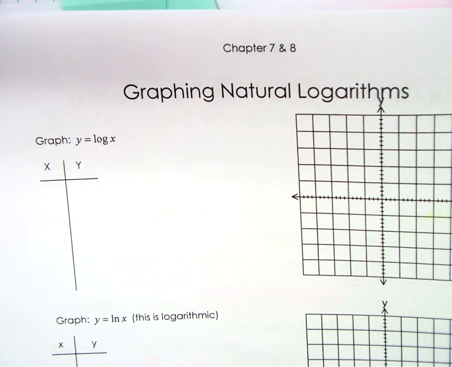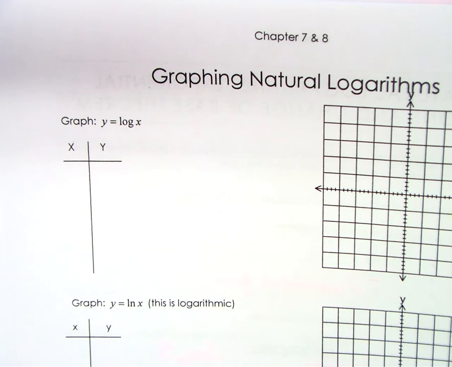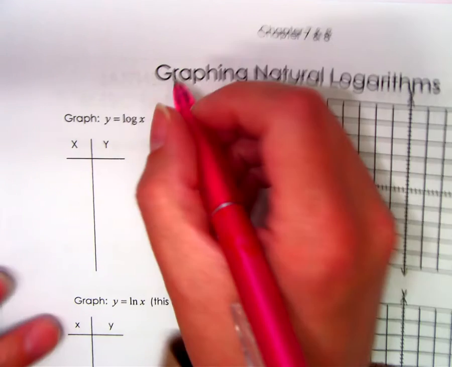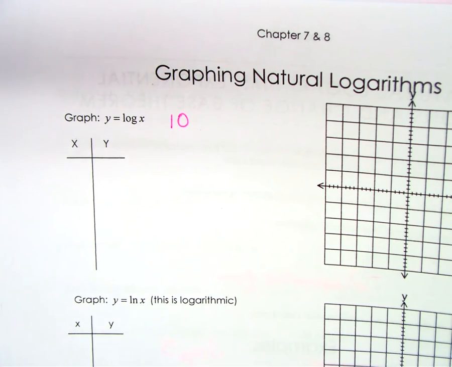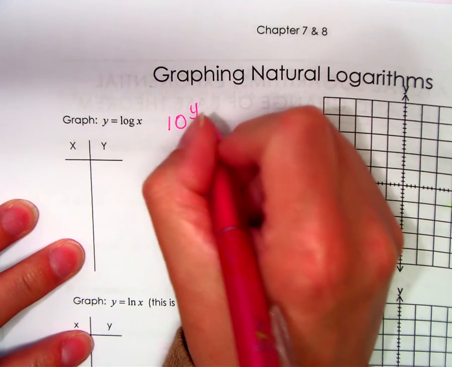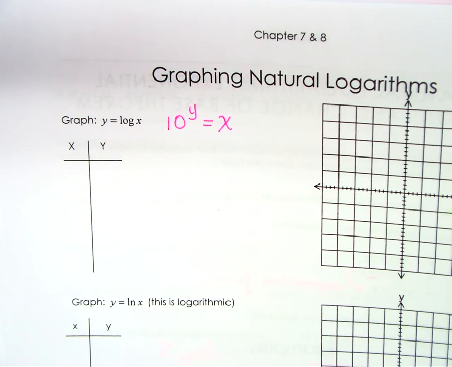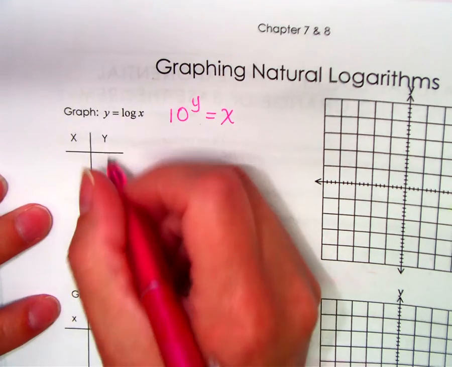Okay, we're going to see how fast we can graph this first one. What do I control? What am I going to substitute in? Would it help to change this to exponential form? Okay, change it to exponential form. What's my base? 10. My base is 10. What's my exponent? y. And that's equal to x. So which values am I picking, my x's or my y's? Y's.